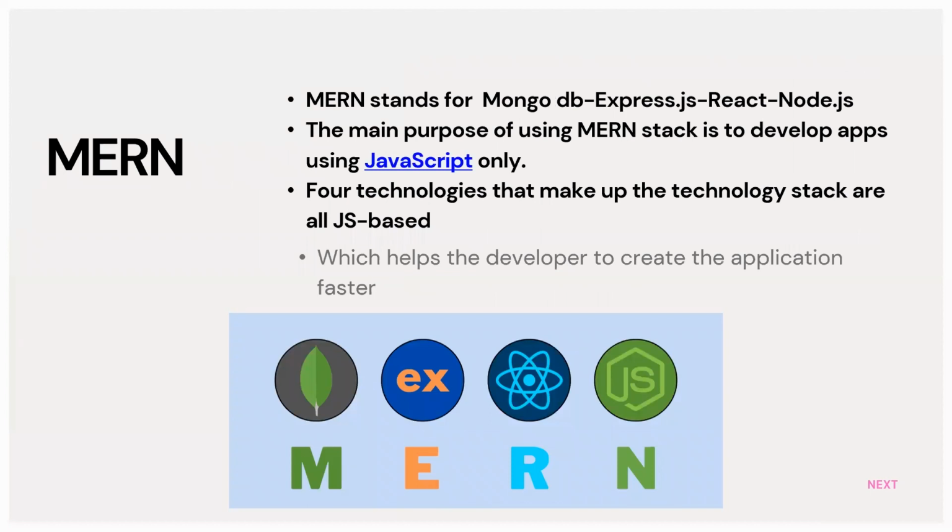MERN Stack. MERN Stack is a kind of full stack development where we use MongoDB for the database, Express and Node.js for the backend, and React for the frontend. MEAN Stack is another variation of MERN Stack where we use AngularJS, but here we use React.js for the development. The main purpose of MEAN or MERN Stack is to use only JavaScript to develop the application, for all four technologies are based on JavaScript.